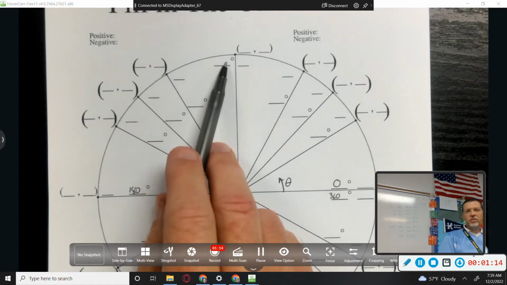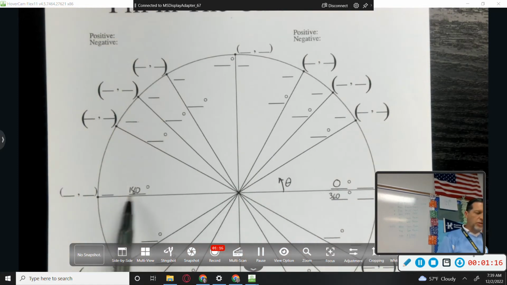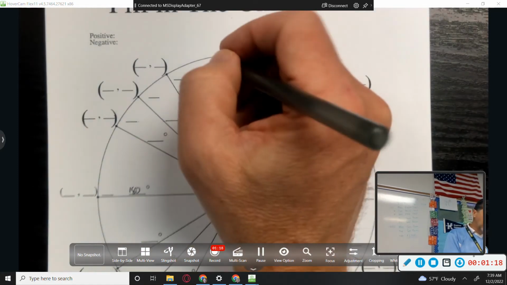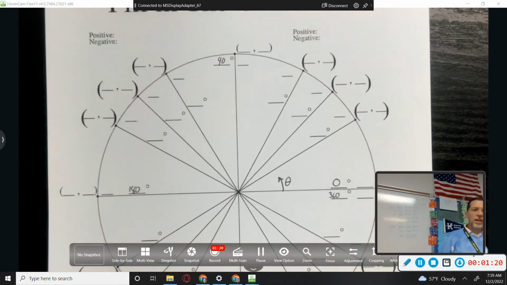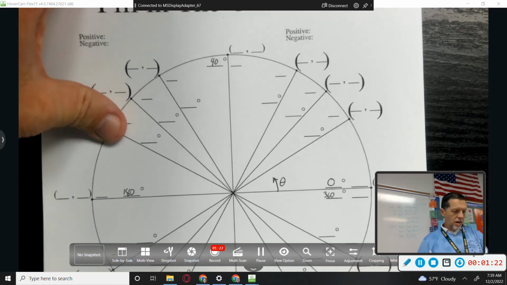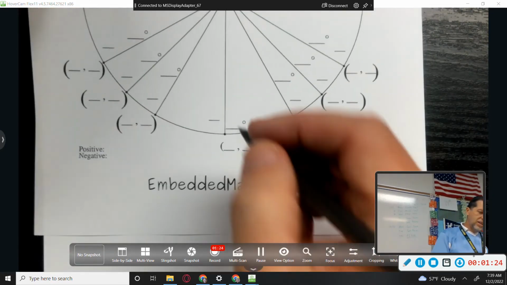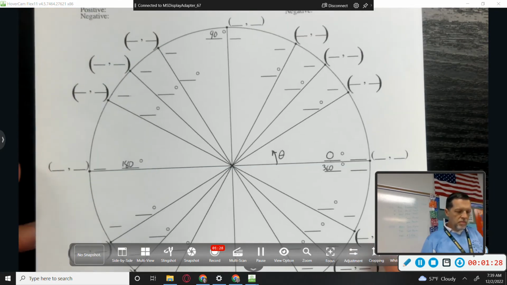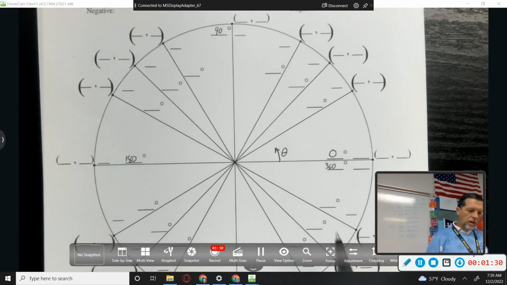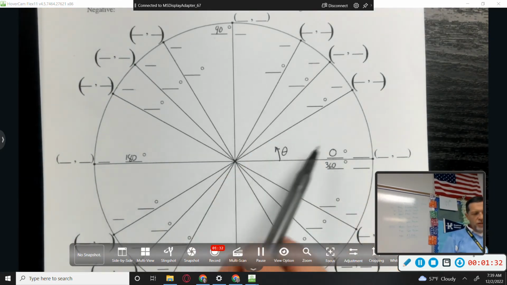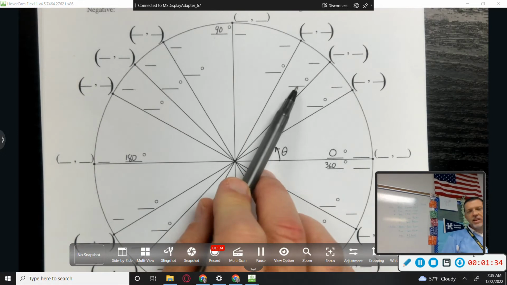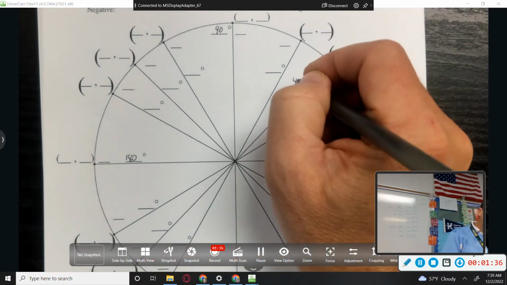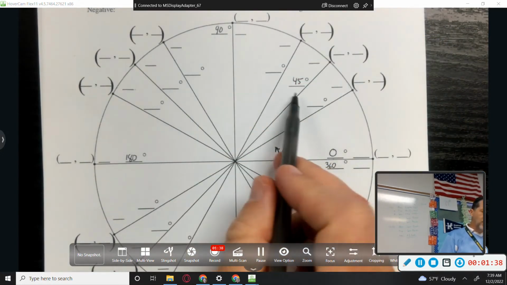What about this straight up spot? Halfway between 0 and 180 would be 90. And how about the straight down spot? 270. How about halfway in between 0 and 90? Would be 45. So let's hit the 45s.